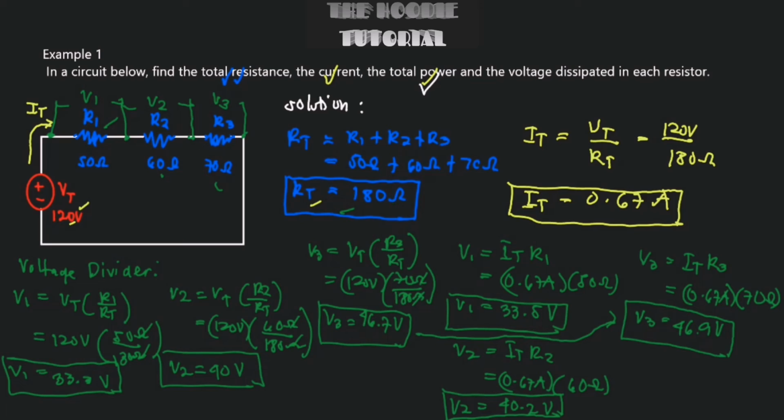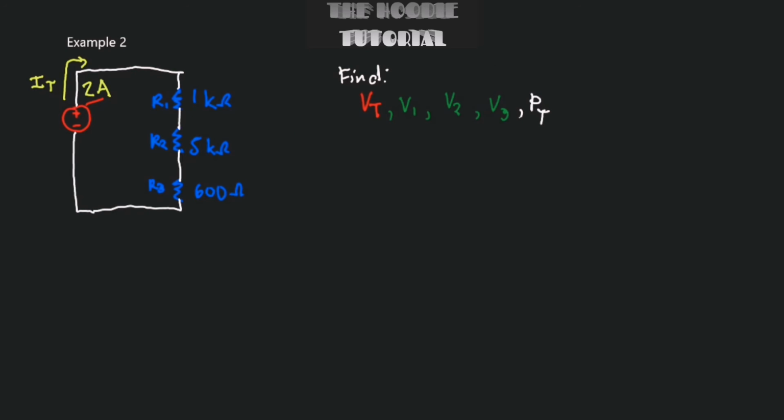So that's it for example number 1. Let's go to the last example, which is example number 2. Right here, guys, you can pause the video and solve this on your own, and let's see how it works. So we have a series circuit right here, the same as in example number 1, which has 3 resistors in series. Now we need to find the total voltage, and also V1, V2, and V3, which are the voltages across the resistors, and also we need to find the total power.